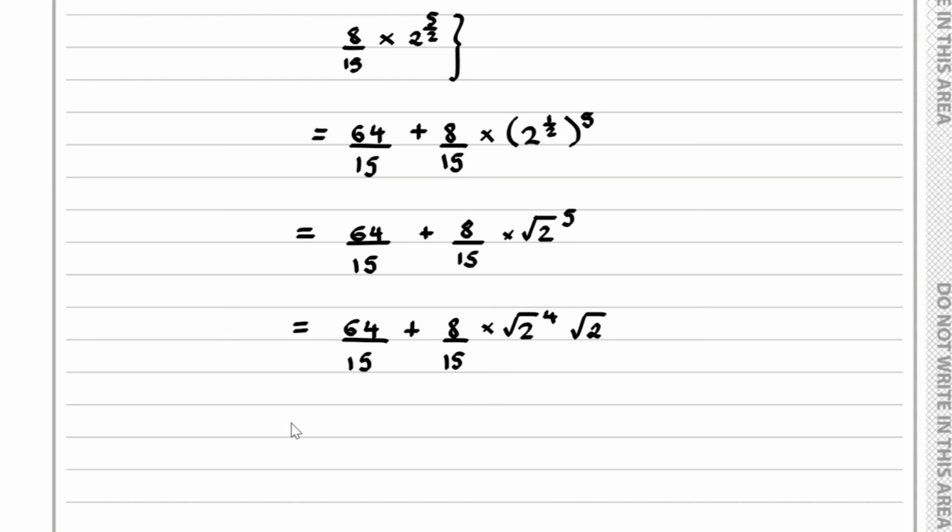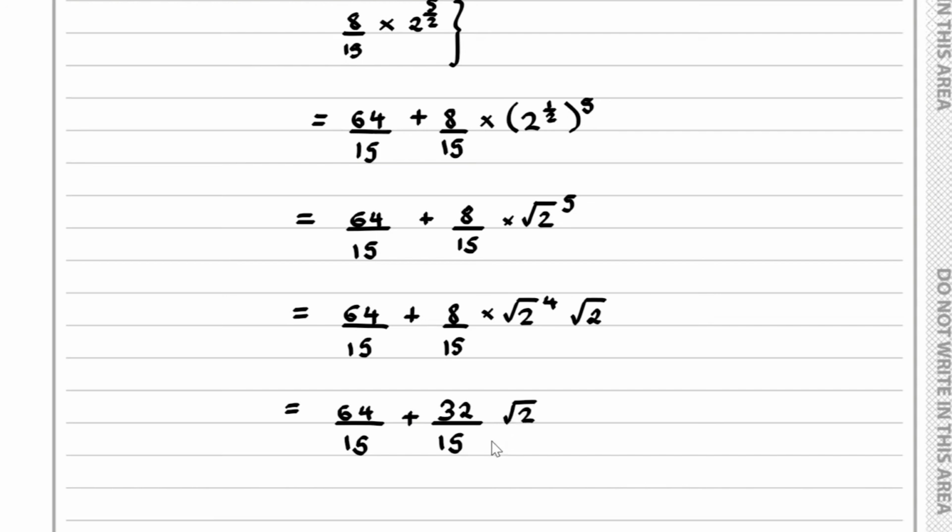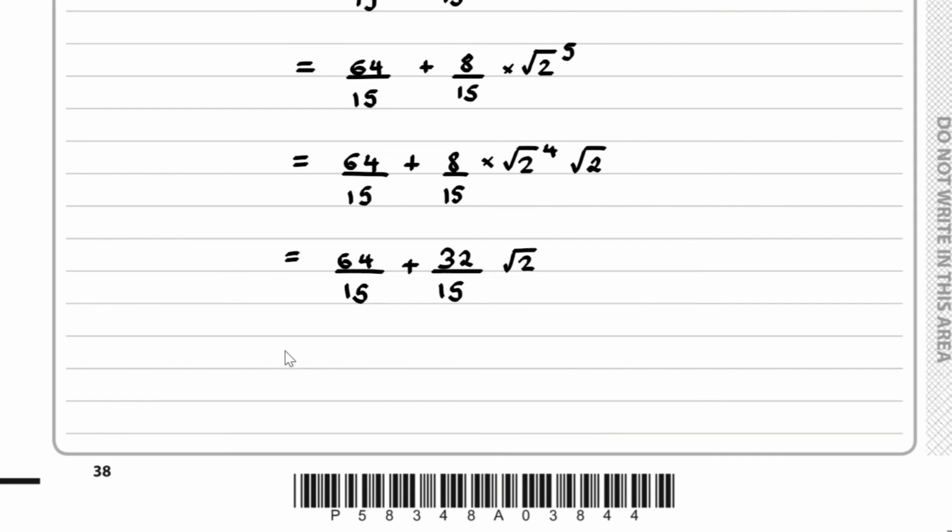So I've got 64 over 15 plus, well, 8 times by 4 is 32. So I've got 32 over 15 times the square root of 2. And if I work out what all that is, I get 32 over 15 multiplied by 2 plus square root 2. This is my final answer.